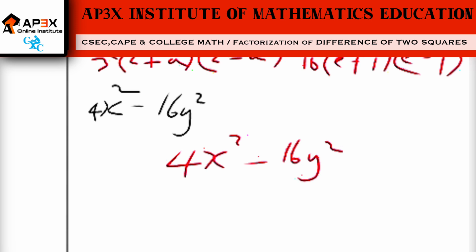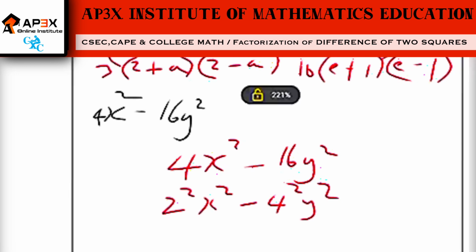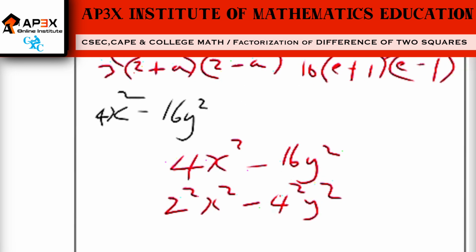Oh, this is easy. 2 squared x squared, 4 squared y squared. Sir Apex, I've watched all your other questions. You can't trick me with this one. I don't think I can. I absolutely don't think I can.